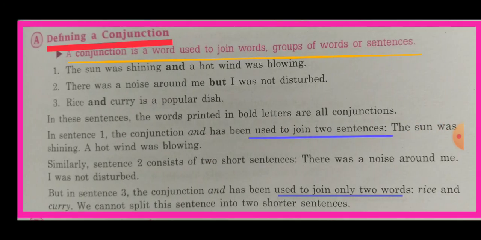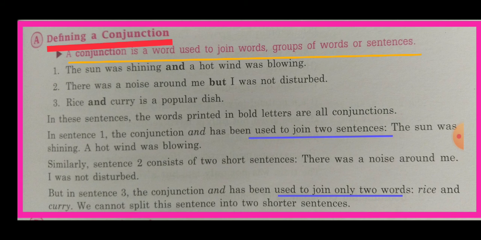First of all, we read about the definition of conjunction. A conjunction is a word which is used to join words, groups of words or sentences. This definition you will have to remember if you want to learn about conjunction deeply. So, the meaning is clear to you that a word which is used to join two words, or groups of words, or sentences is known as conjunction.